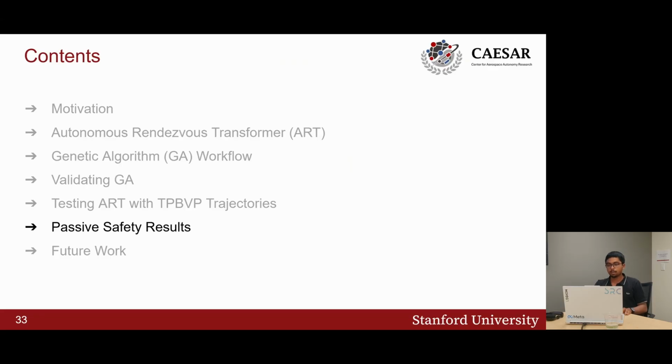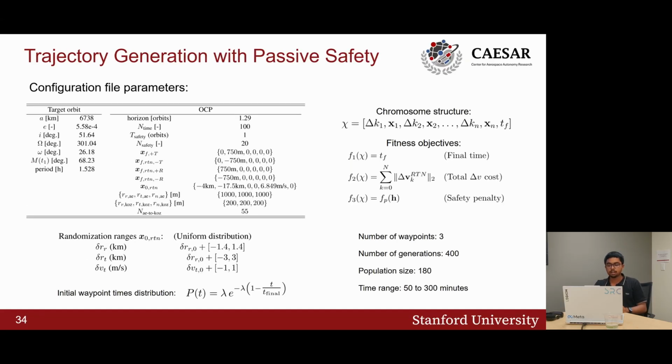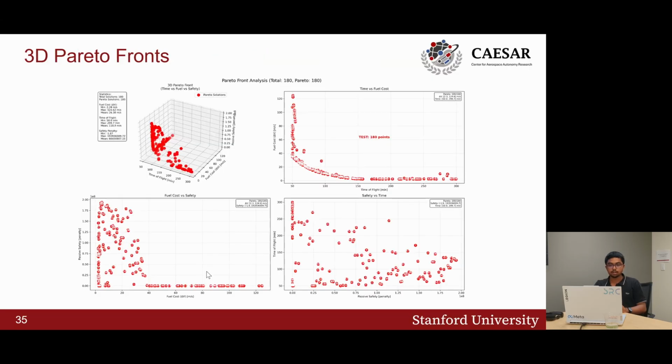So now, going forward, I'll talk about how passive safety has been incorporated. Just to recap, this is the situation that we have. This is the mission objective, this is the chromosome structure that we're dealing with, and these are the fitness values. And these are some of the results that we get. You get a 3D Pareto front of solutions because you're considering three objectives here. And these results are kind of as expected.